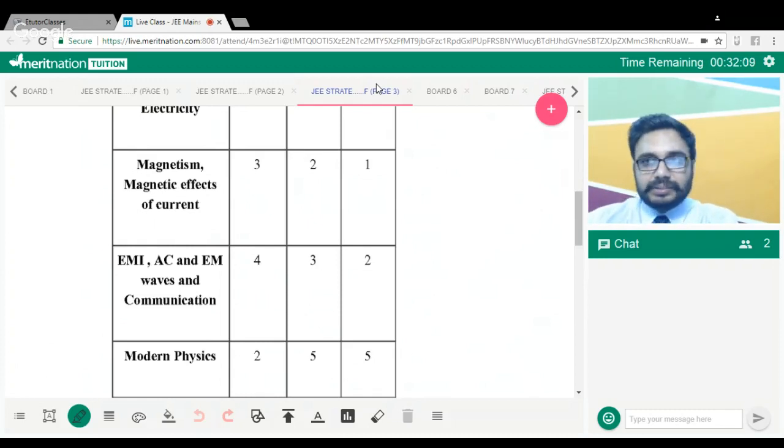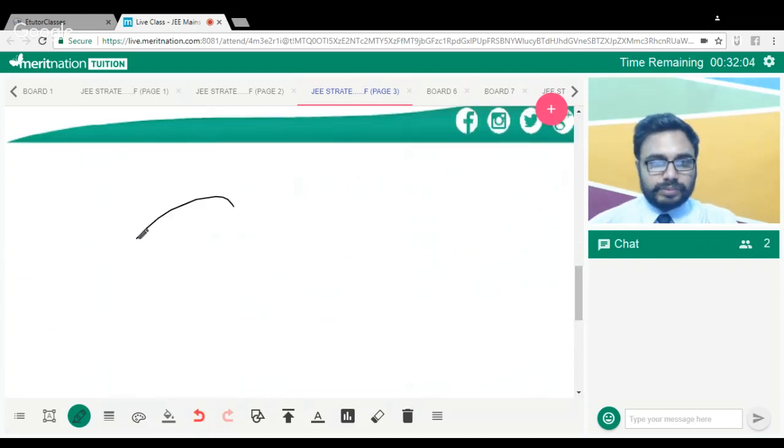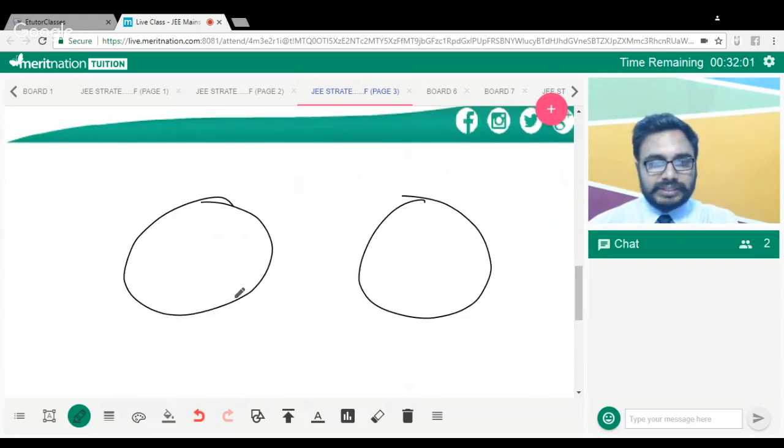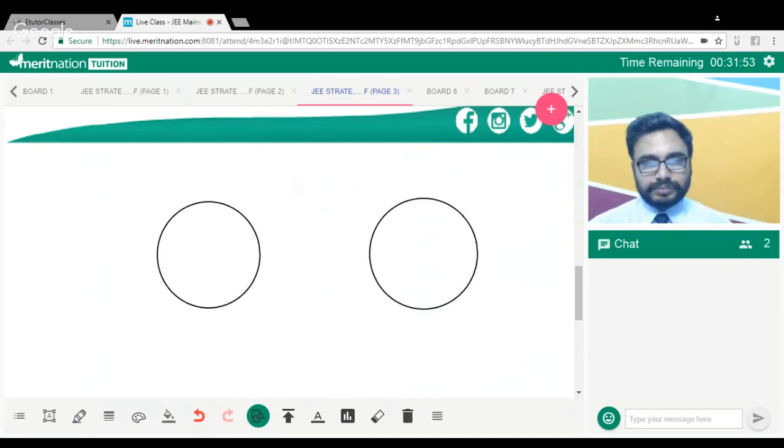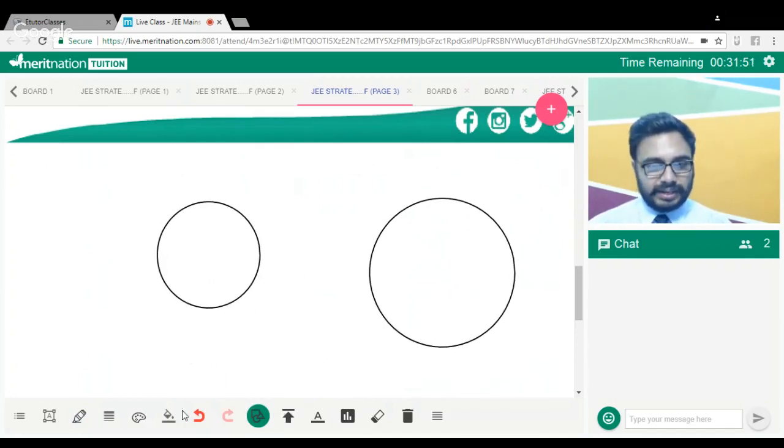In electromagnetic induction, let's say there are two loops, okay, these are two loops. If there is a current in one loop and it is changing, then due to that change in the magnitude of the current, some current will be induced in the second loop. How do we find out its direction? The direction is given by Lenz's law.